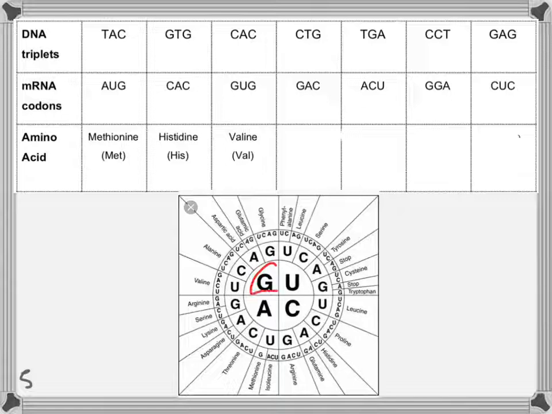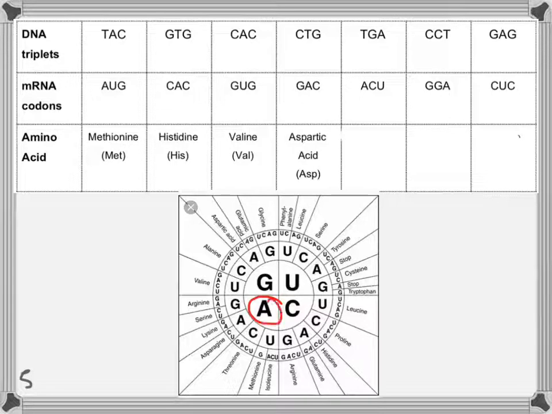GAC, we're going to start in the quadrant of the inner circle marked G. We're going to go out through the letter A and then out through C, right there. And that tells us that the codon for GAC is aspartic acid. We'll finish the rest of these using the codon chart.